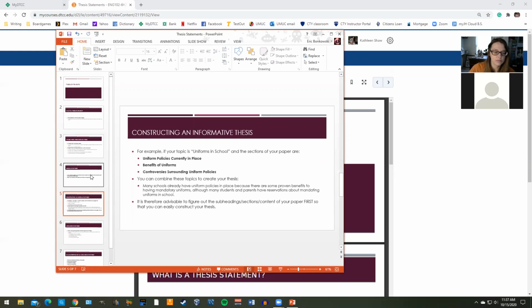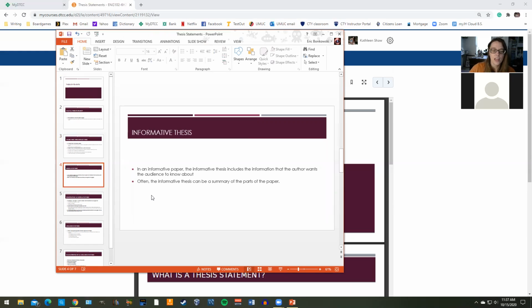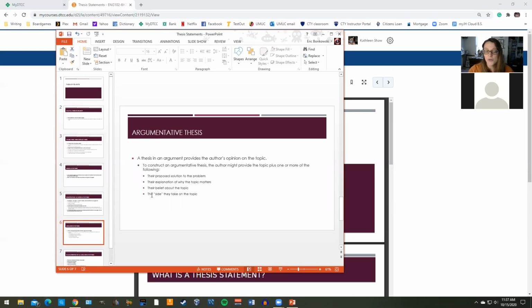So here under informative thesis, this is the kind of thesis you're going to be writing for the informative paper. The type of thesis you might be more used to is an argumentative thesis. An argumentative thesis is where you provide an opinion on the topic. So to construct it, you might provide the topic plus one or more of the following: your proposed solution, your explanation of why the topic matters, your belief about the topic, the side that you've chosen on the topic.